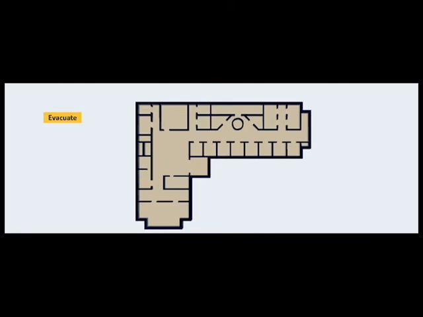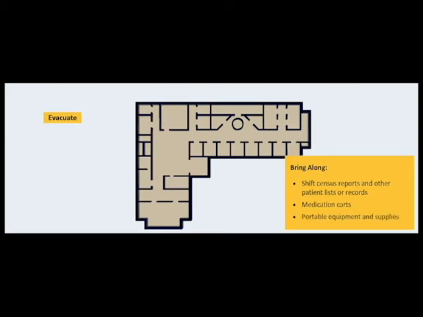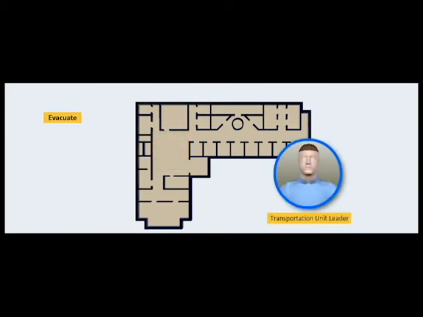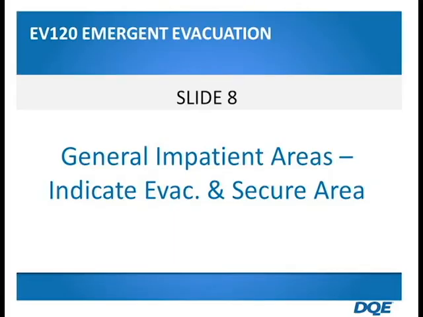While evacuating, if possible, bring the following along: shift census reports and other pertinent patient lists or records, medication carts, and necessary portable equipment and supplies. Designate an assembly point beyond the nearest fire separation doors to establish accountability and verify that all staff and occupants have been evacuated. When appropriate, contact the hospital's transportation unit leader for assistance with transporters and equipment.